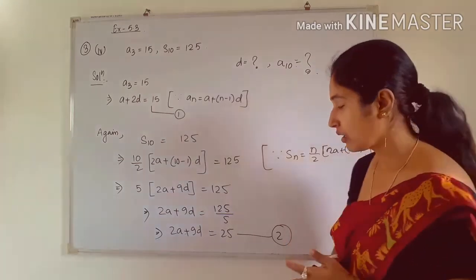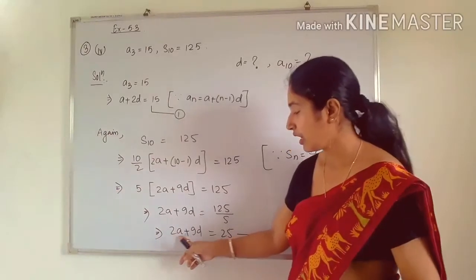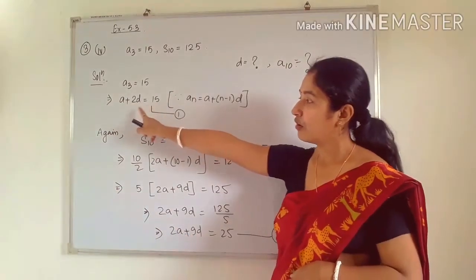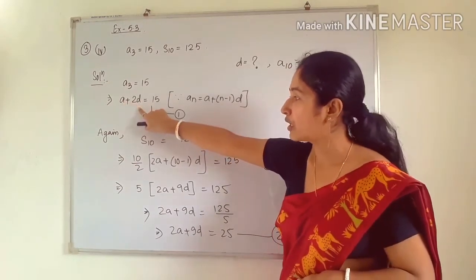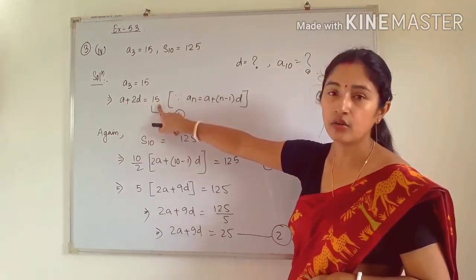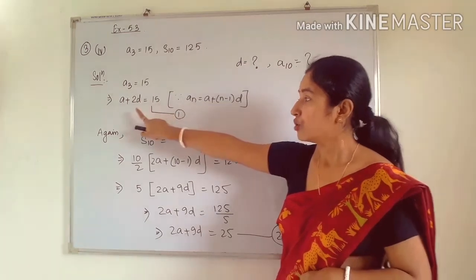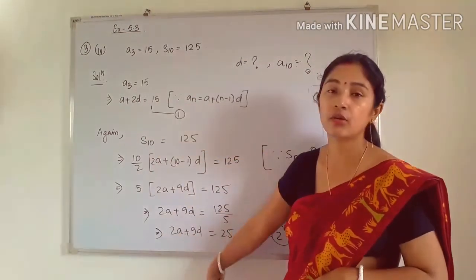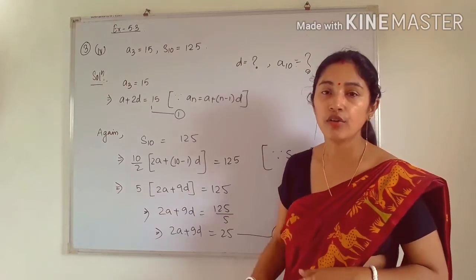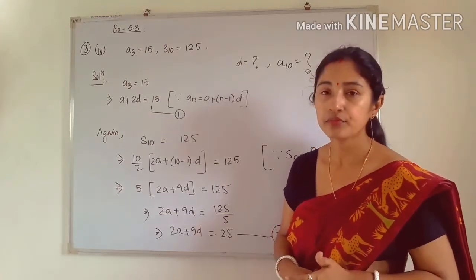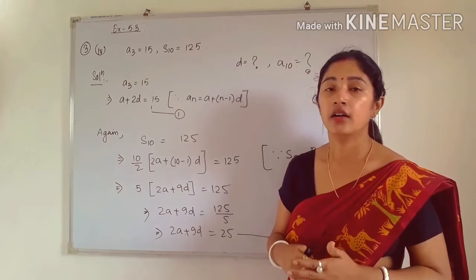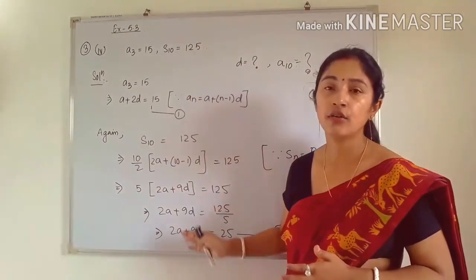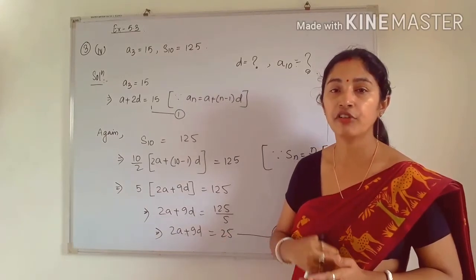So as you can see, it is 2a. If we multiply this equation by 2, we will get 2a plus 4d is equal to 30, since 15 twos will be 30. When we solve this equation with this, that means we use the elimination method. When we subtract, we will get the value of d, and after that, by putting the value of d in any of the two equations, we will get the value of a also.